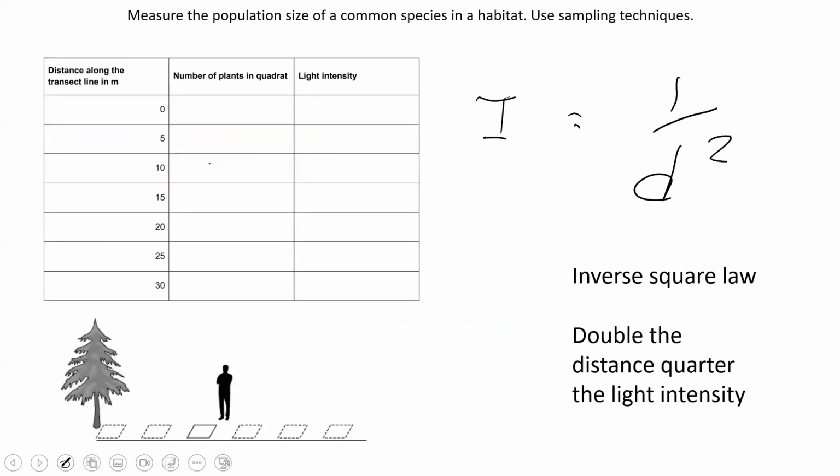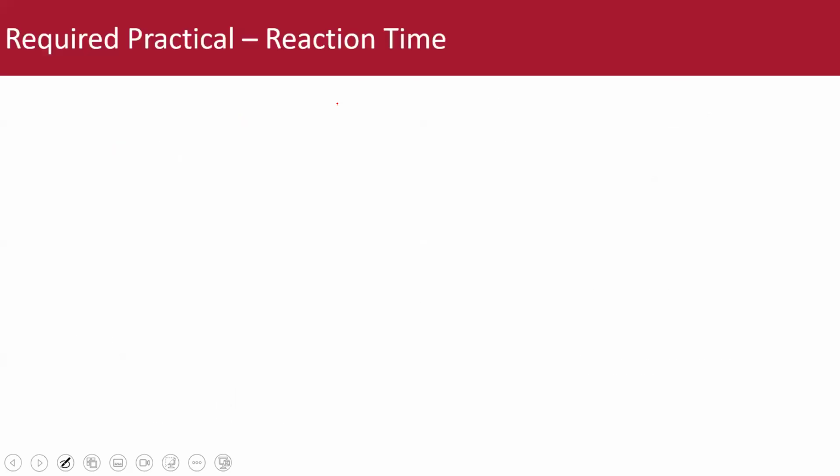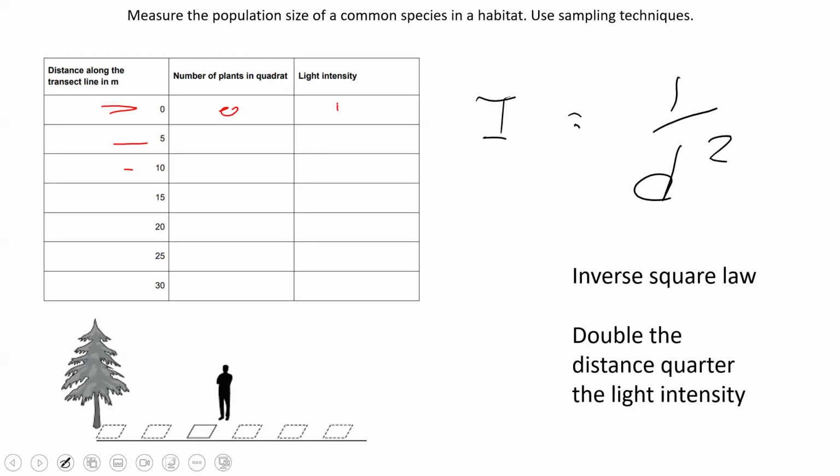Right? Your table could look a little bit like that, where you start and then 5 meters along, 10 meters along. Again, they're going to tell you the distance between each individual quadrat. You put the number of plants in a quadrat and then you do your light intensity. And that is the inverse square rule. All right. And what you're going to be looking for on this one is a pattern.